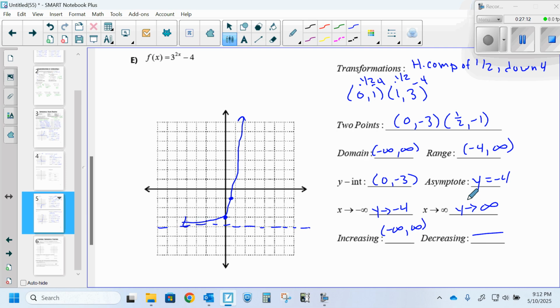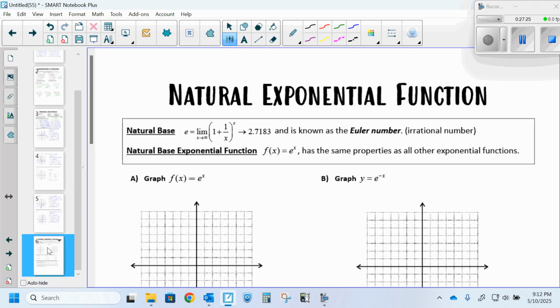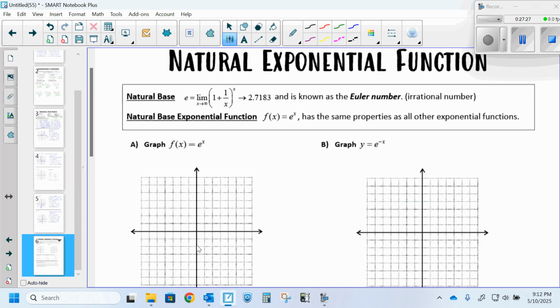Okay, so there's graphing. All right, so the last part of our notes, we are going to talk about a very special base. This base is called e. Let me pull it up. Okay, I use this all the time in calculus. Oh my gosh, all the time. You'll see it again in pre-calculus too.